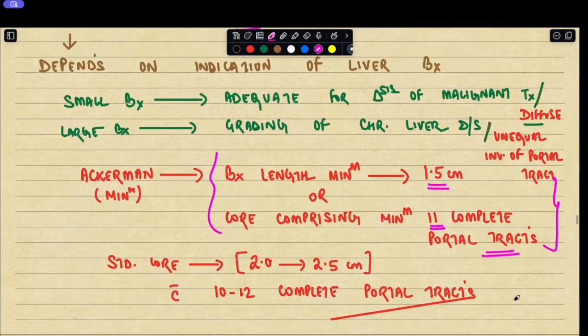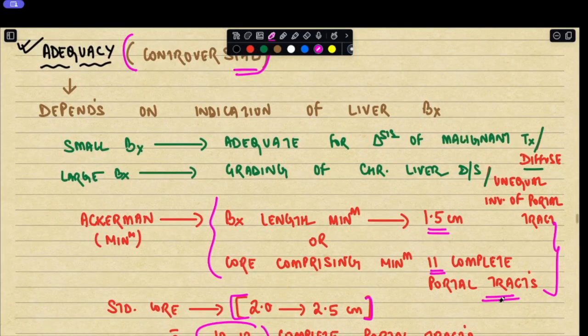Standards in different places are different, so I have taken a range. The standard size, the recommended size for the core, is 2 to 2.5 centimeters with at least 10 to 12 complete portal tracts. So this is the basic adequacy of taking the liver biopsy. Very, very important from an exam point of view.